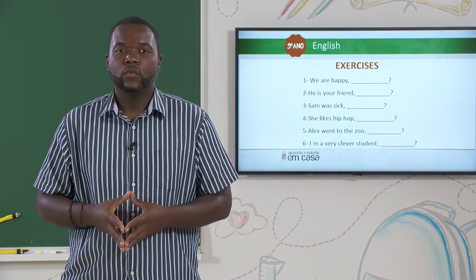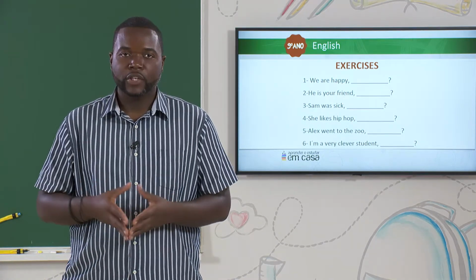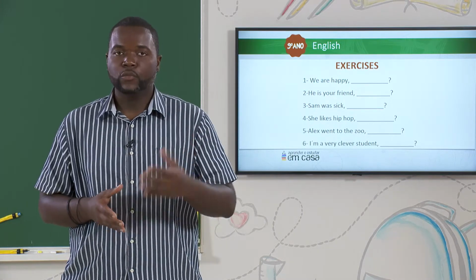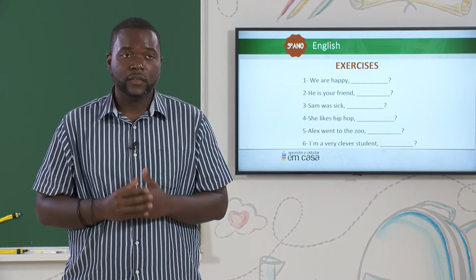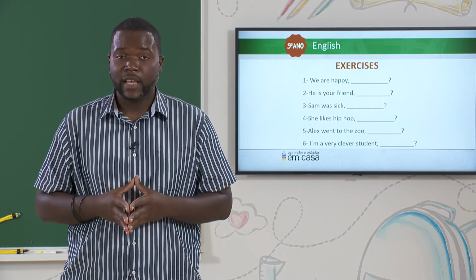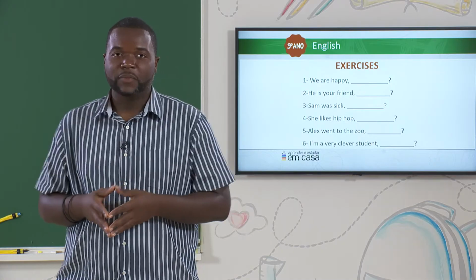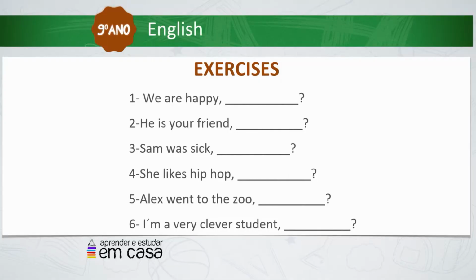All right, students, we're back with the correction of your exercises. I'm sure you did great. Just remember that we have different sentences, different verbs, and different verb tenses. Let's see how you did. The first sentence reads, "We are happy." And the second clause to be completed was, "Aren't we?" Very good.